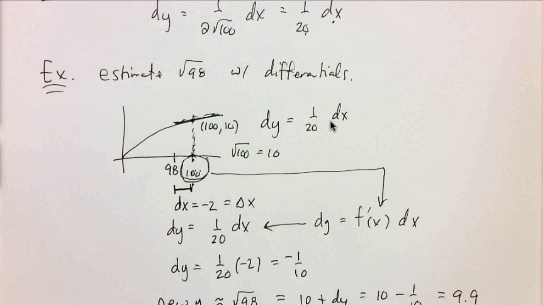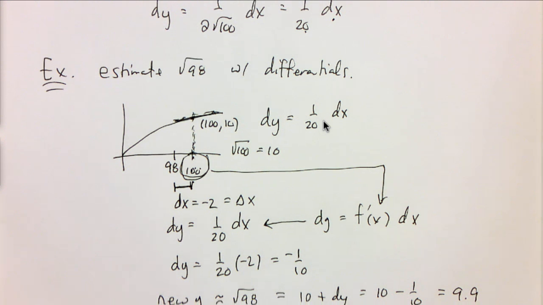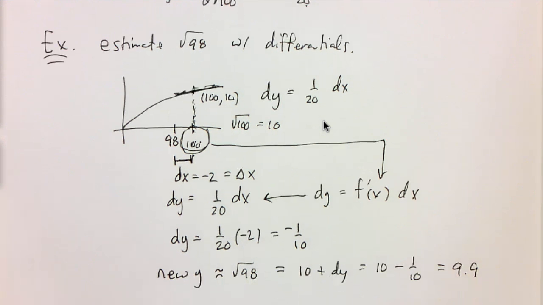So when we take a step to the left, the change in y we expect to be about -1/10. So the new y, which is about the square root of 98, will be the old value over here at 100, which we knew to be 10, plus dy, or 10 minus 1/10, or again 9.9. Hopefully that video gives you some idea of what's going on with linearization and differentials. New notation, old ideas.